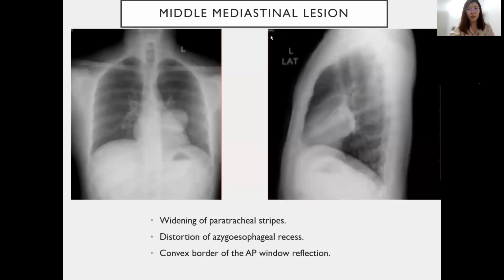For the middle mediastinum, sometimes it's a bit difficult if we only identify it on a frontal radiograph, just like in this one. So you need to add a lateral radiograph to see that the location of the mass is at the middle mediastinum. There will be widening of the paratracheal stripe here. If the mass is higher up, then there is distortion of the azygoesophageal recess and a convex border of the aortopulmonary window reflection, this part.